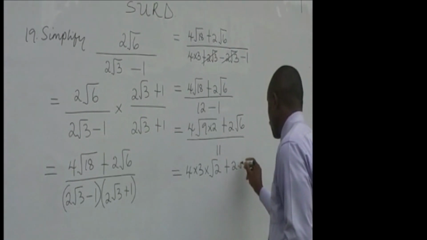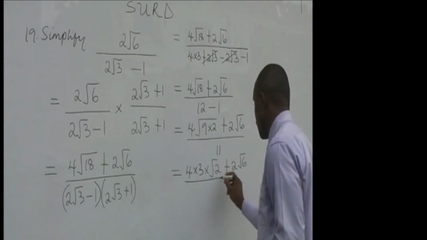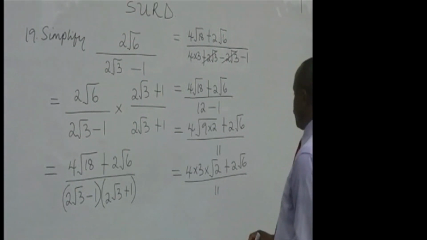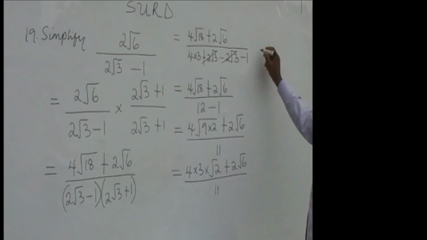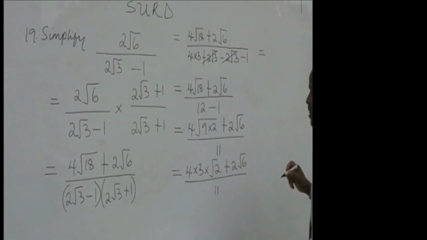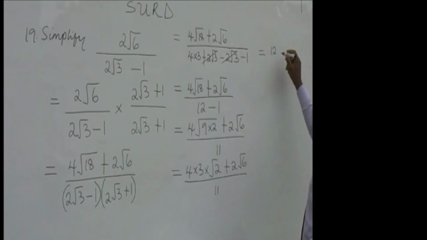Plus 2 root 6 all over 11. This is going to give us 4 times 3 is 12, times root 2 will give you 12 root 2 plus 2 root 6 all over 11. I think this is the simplest form we can write that expression. 2 root 6 over 2 root 3 minus 1.